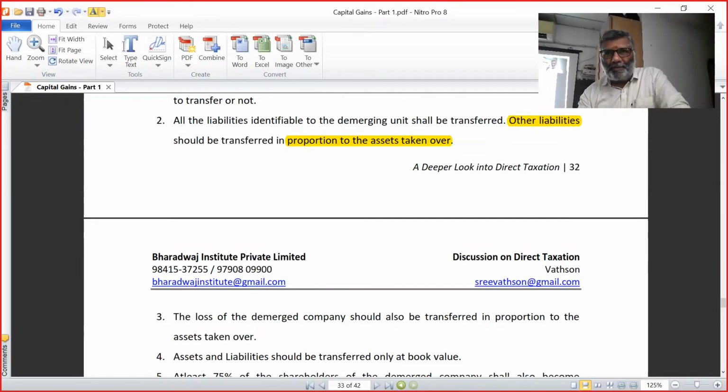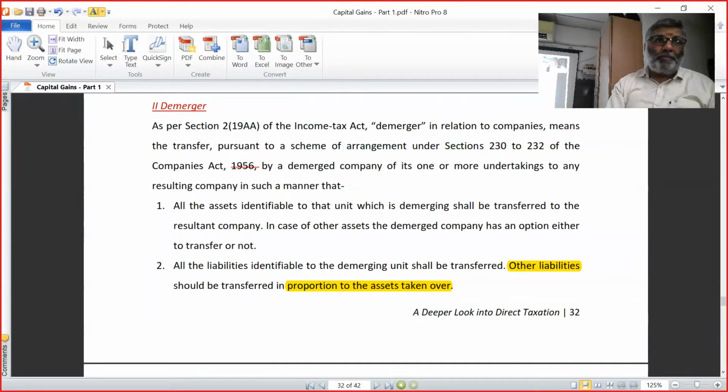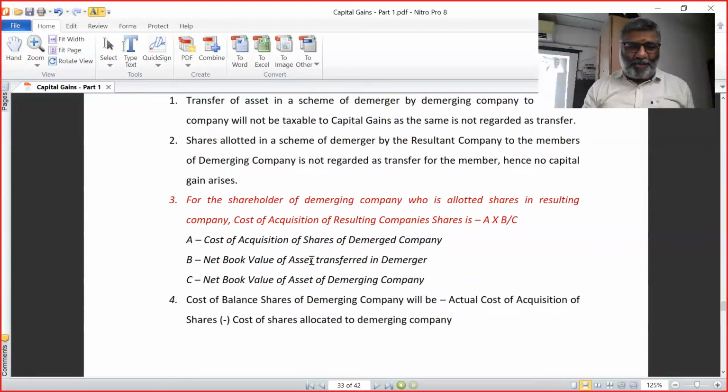As on the date of transfer. The same proportion, exactly. I'll explain it now. Yes, sir, you're right. Okay, that's the last point I have written. Cost of balance shares of the demerging company will be actual cost of acquisition minus cost of shares allocated to the demerger. Read through.